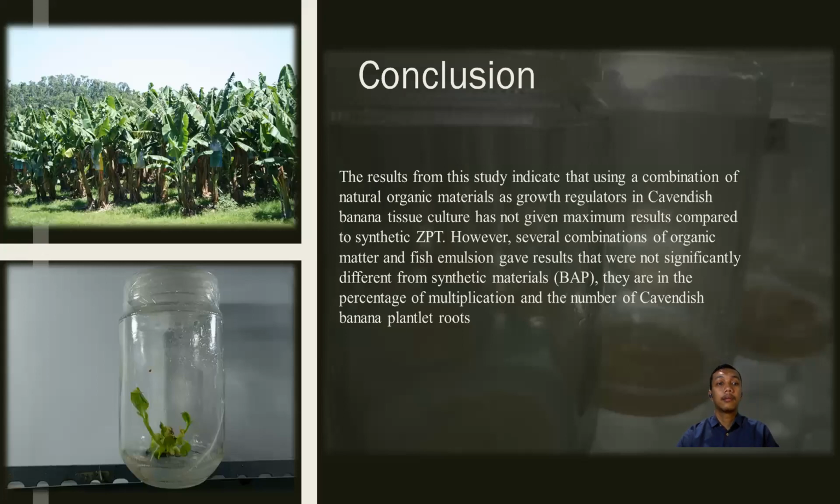The conclusion: the results from this study indicate that using a combination of natural organic material as a growth regulator on Cavendish banana tissue culture has not given maximum result compared to the synthetic plant regulator. However, several combinations of organic matter and fish emulsion gave results that were not significantly different from synthetic material or benzyl aminopurine in the percentage of multiplication and the number of Cavendish banana plant roots.